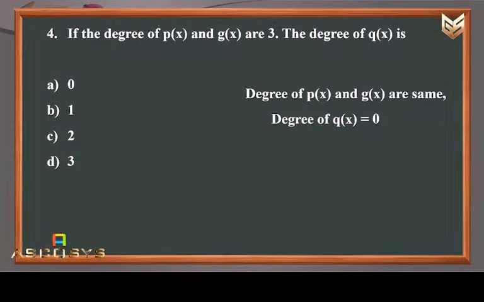Understood? Degree of p(x) and g(x) are 3. So after the first stage of division, we can't do further division. And the second thing, since the degrees are same, the degree of q(x) will be 0. So which one is the correct answer? The correct answer is option A, 0.